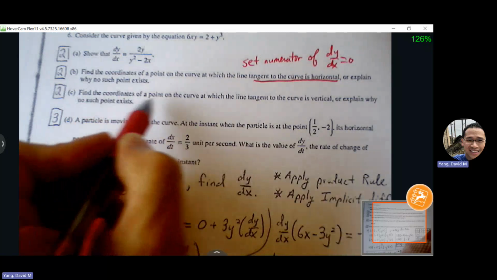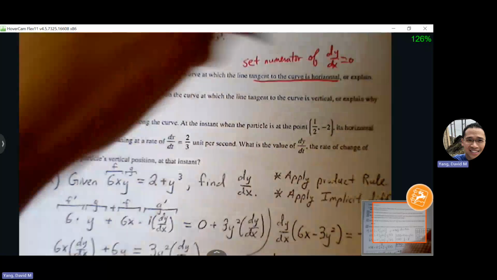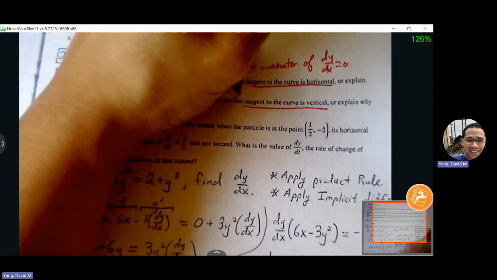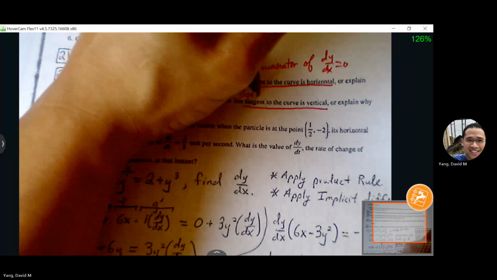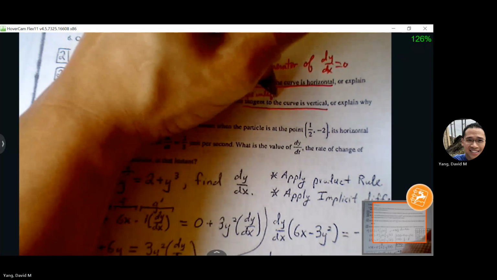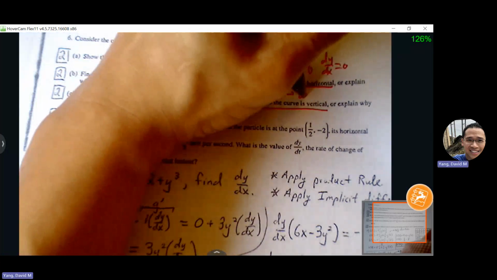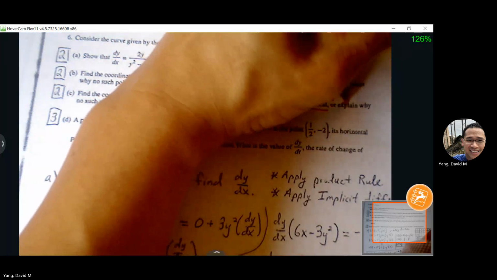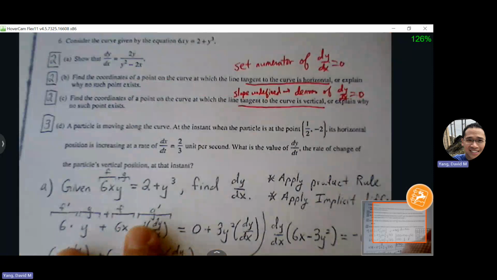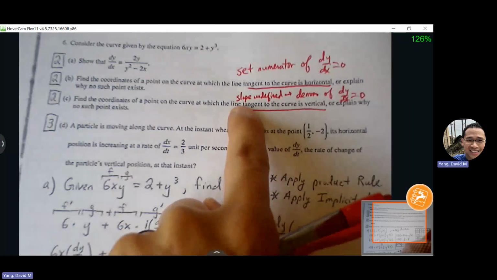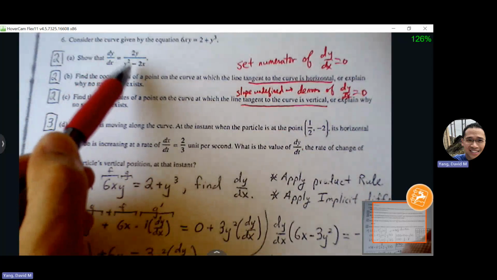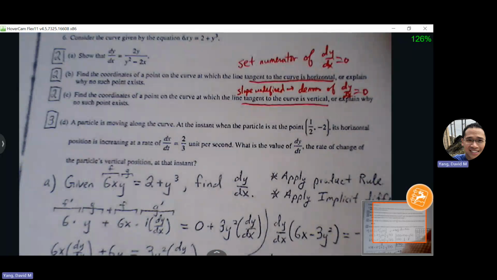And then part C says find where the line tangent to the curve is vertical. So this is where slope is undefined. The way we find slope undefined, we're going to set the denominator of dy/dx equal to 0 and then solve for x and y. So parts B and C, we're working off of the same derivative, but we're looking at different parts of the derivative. Okay, is that good?